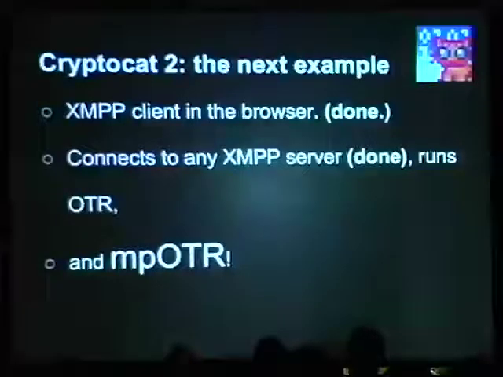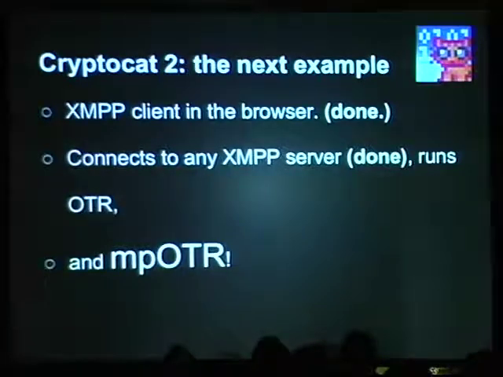So, Cryptocat 2, that's what I'm working on right now. It's the new Cryptocat 2, the sequel, Cryptocat 2, the drones strike back. It's an XMPP client in the browser. So instead of using our own chat, whatever, IRC sort of thing, it's an actual Jabber client. And it works exactly like a Jabber client, but it works in the browser. Instead of using our own spec, we're implementing OTR and MPOTR.